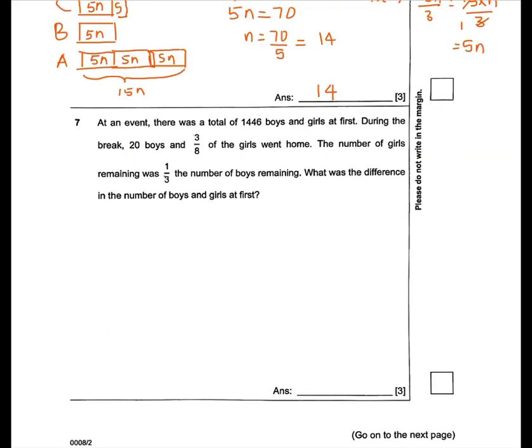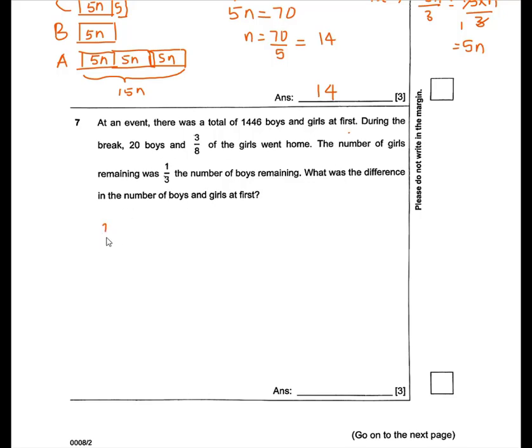At an event, there were a total of 1,400 boys and girls at first. During the break, 20 boys and 3/8 of the girls went home. The number of girls remaining was 1/3 the number of boys remaining. What was the difference in the number of boys and girls at first? Let's take a look. At an event, there were a total of 1,400 boys and girls at first.